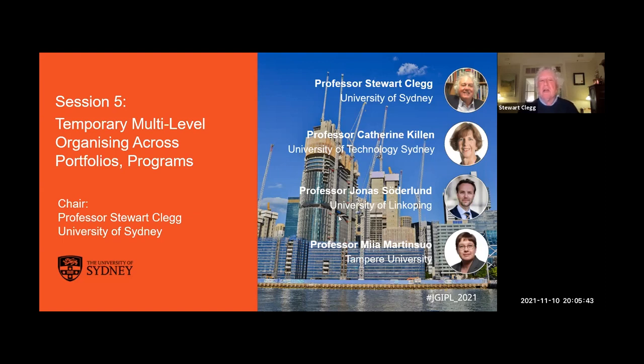innovation. So the topic for this session is temporary multi-level organizing across portfolios and programs. And to frame our discussion, we have three quite broad and open questions. And these are related to the role of visualization, the role of dynamic capabilities, and of dynamic organization learning in temporary multi-level organizing across portfolios, programs, and projects. So each of these relate project management to a broader context of strategy and management and organization studies. And increasingly, project management is being framed by broader transdisciplinary relevances in the way it addresses contemporary technological developments, changing social values, and grand challenges.